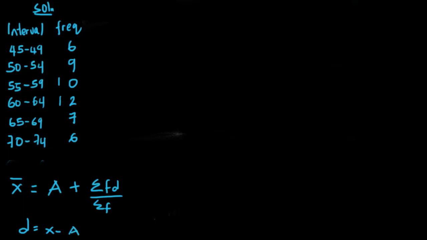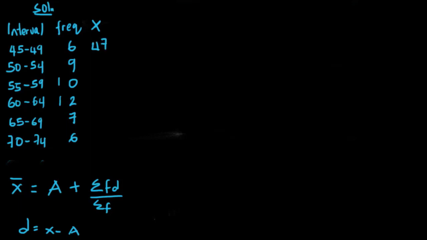Now we have intervals here, 45 to 49, 50 to 54, to 70 to 74. Remember, the first thing you want to do is calculate what we call the class mark. We can represent that as x. I hope you've not forgotten how to calculate that. We'll do 45 plus 49 divided by 2, 50 plus 54 divided by 2, that way. So if we do 45 plus 49 divided by 2, we should be getting 47.